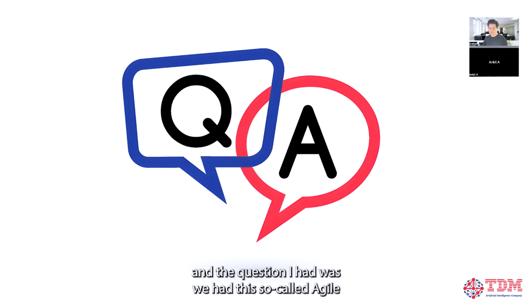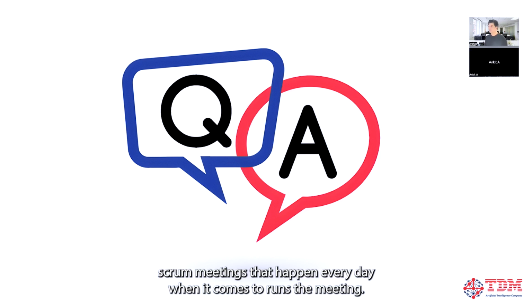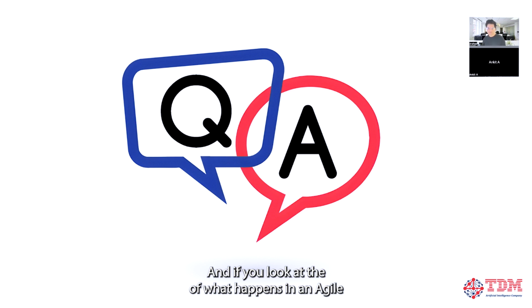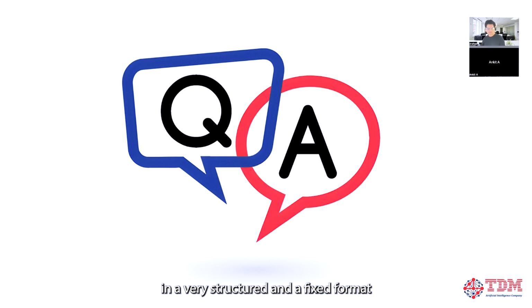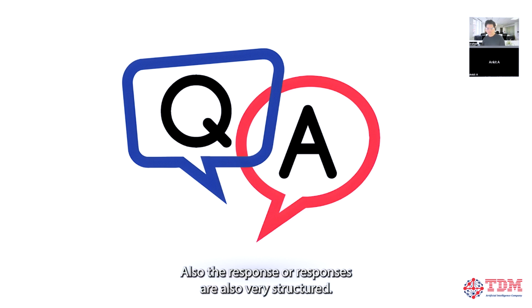The question I had was, we have these so-called agile Scrum meetings that happen every day, where a Scrum Master runs the meeting. If you look at what happens in an agile Scrum meeting, the participants or the developers answer a few questions in a very structured and fixed format. And the Scrum Master's responses are also very structured. Now, can we automate the whole experience and make the Scrum Master an agile?